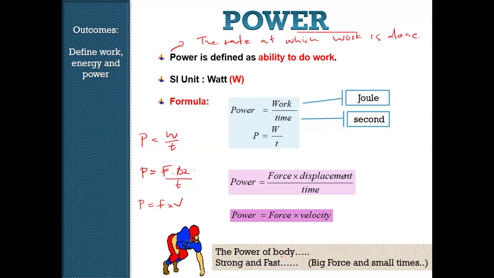Now, the power of the body, strong and fast. Let's have a look at this guy over here. The force that he applies and the velocity at which he applies that force refers to the power of the individual. So you can also calculate your power using this formula, which says power is the same as force multiplied by velocity. So, a quick recap. What have we spoken about? We spoke about work, we spoke about energy and types of energy, and then we spoke about power.